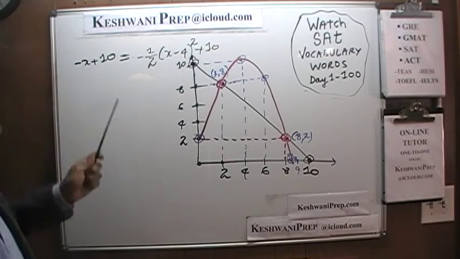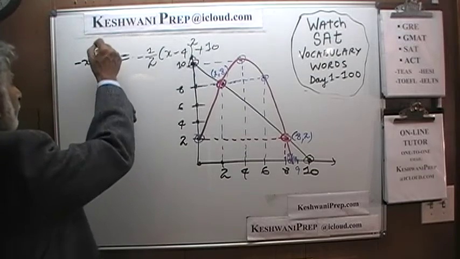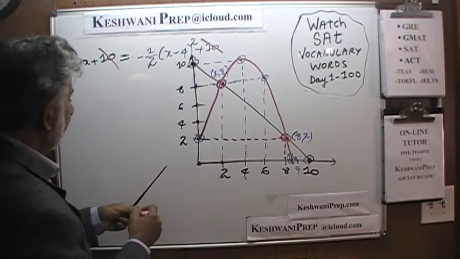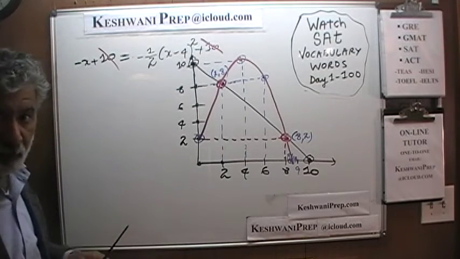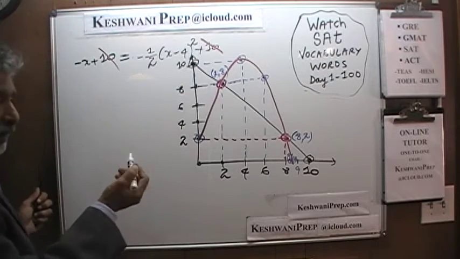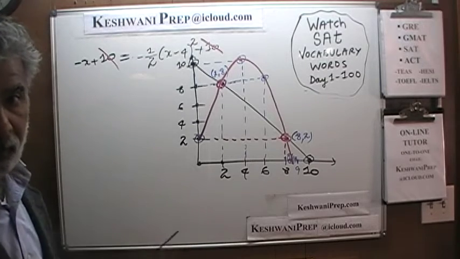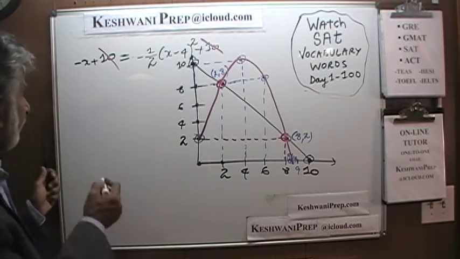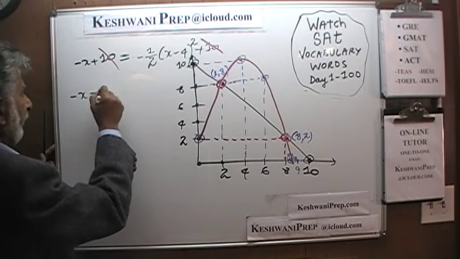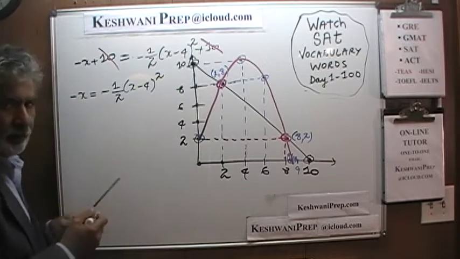I see a positive 10 here and a positive 10 here. If we subtract 10 from both sides, this 10 will disappear. If I were doing it personally myself, I wouldn't rewrite the whole thing, but just for your benefit, I'm going to rewrite it first, and then do the same thing here without the baby steps. Let's do the baby step first. Let's rewrite it. So we get negative x is equal to negative half, and x, this is what we get.